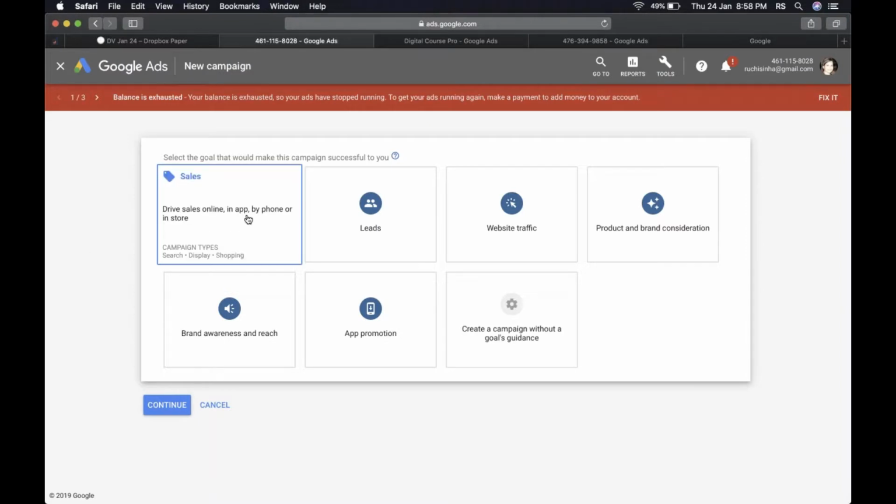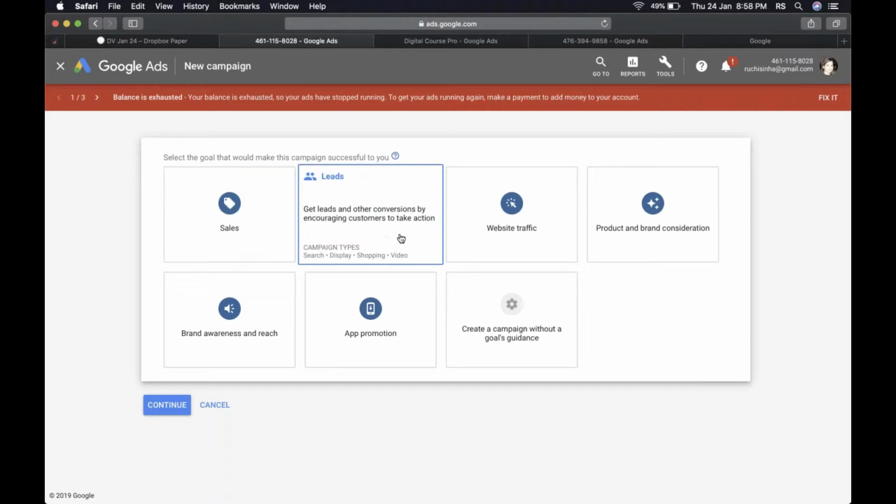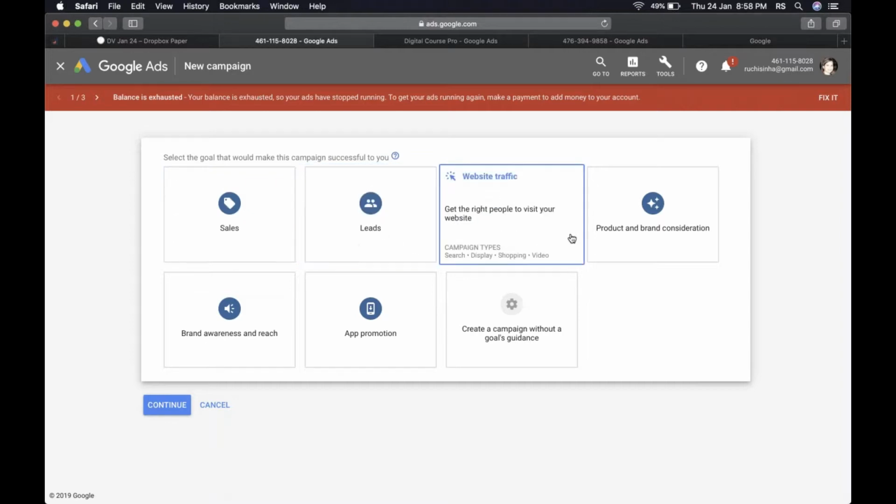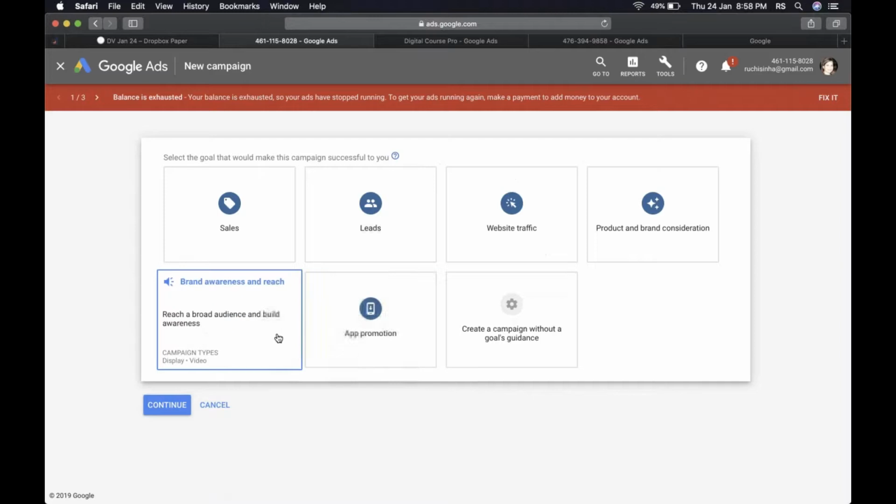They will also guide you on which kind of campaign you should create. For example, if you say sales is my goal, then they tell you that you can create a search campaign, a display campaign, or a shopping campaign. Leads, they also add video to it. Website traffic, same campaigns. Brand awareness and reach, they're not suggesting search. If you're looking for brand awareness and reach, then they tell you that you can create a display network campaign or a video campaign.